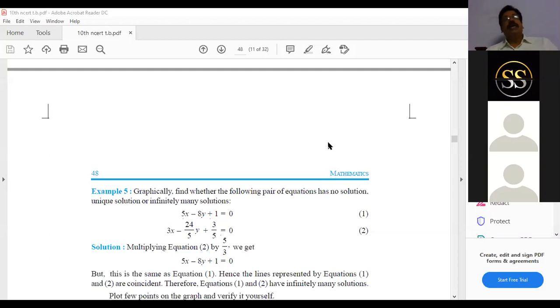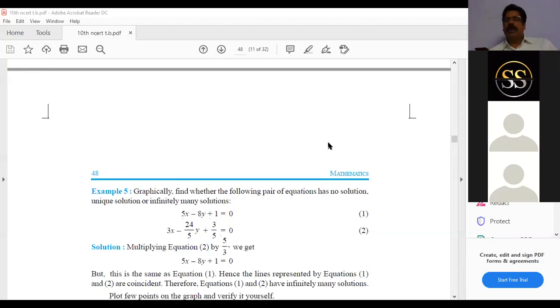Okay. Now, can you tell the table, the conditions for the table? There are 3 conditions: consistent, inconsistent, consistent but dependent. Can anyone say the table? Full conditions, most important.